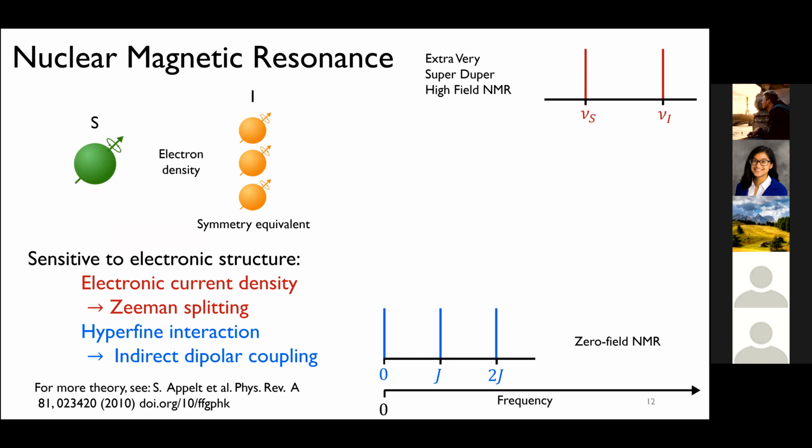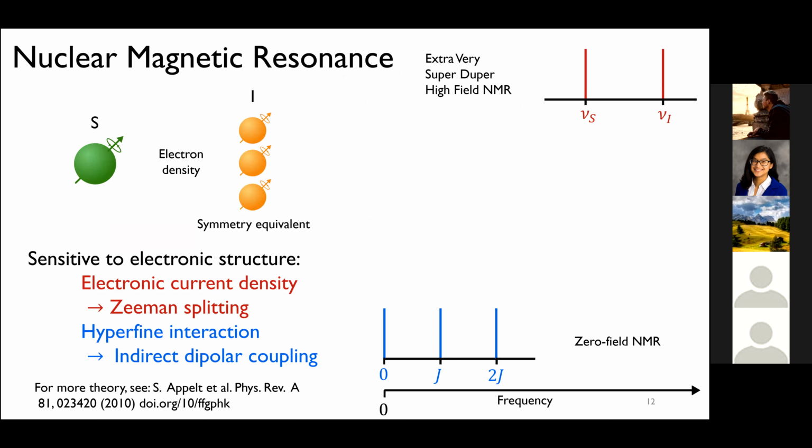Now, there's some interesting physics here, though. And let's consider, if we're just trying to understand the complexity of this problem, two different types of nuclear spins. We'll have nuclear spin S and nuclear spin I. And we're going to say there's 3 symmetry equivalent sites that have whatever atom is making up nuclear spin I. The electronic density or electronic structure around those nuclei will control the electronic current density, which controls the Zeeman splitting, which is what you'd see if you were at very high magnetic fields.